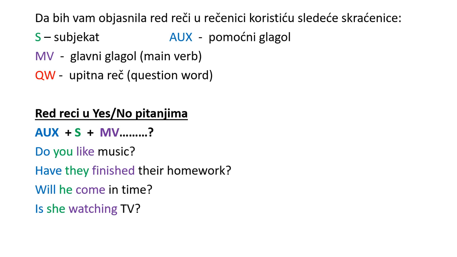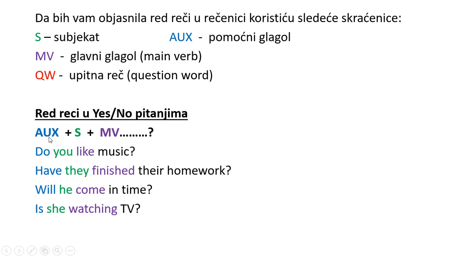Now let's talk about how to make questions. First of all, I have used some abbreviations to make this shorter. S is for subject, and the other abbreviations are for the auxiliary verb, main verb, and question word. I have also used different colors to make it easier for you. Let's see the word order in auxiliary questions, in yes or no questions.